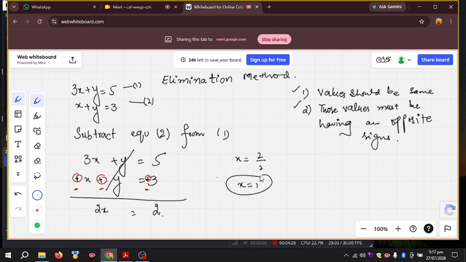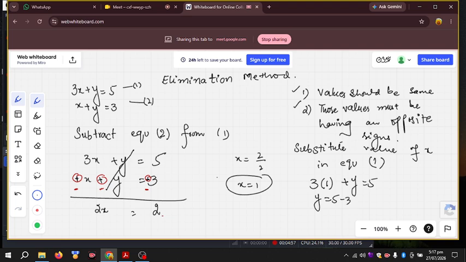Once we know the value of one variable, we can substitute it in either equation 1 or 2 to get the value of the other variable. So now I am going to substitute the value of x in equation 1. Equation 1 is 3x plus y equals 5. So in place of x you substitute 1, plus y is equal to 5. 3 times 1 is 3, so this 3 is added over here. When I move it to the other side, it will be subtracted. So the value of y is 2.